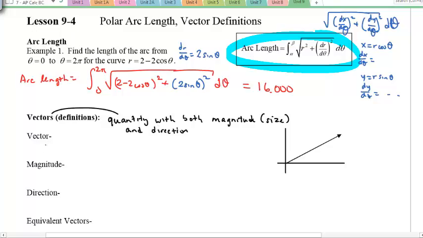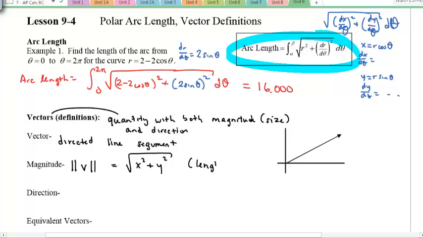So what is the actual vector itself, though? It's a directed line segment. So really, it's a line segment that shows you which way you're going, and it also tells you what size it is. So the magnitude of the vector, we use this notation, double absolute value bars. Well, the magnitude is found by taking the x, squaring that, adding the y squared and taking the square root. It's really the idea of the length of the vector.